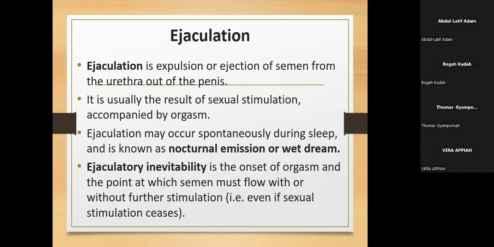So the ejaculation, of course, is the expulsion or ejection of semen from the urethra out of the penis. And remember, we said that with the sympathetic and parasympathetic, this is promoted by sympathetic stimulation. Because here you need energy, you need force, the muscles will have to contract to push it. And so it cannot be on the parasympathetic stimulation. So that's the big difference between ejaculation and erection with respect to the autonomic nervous system.